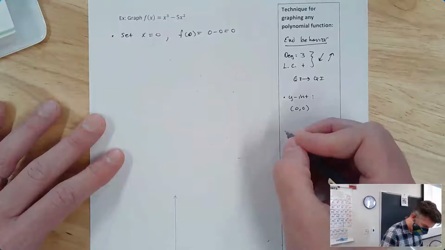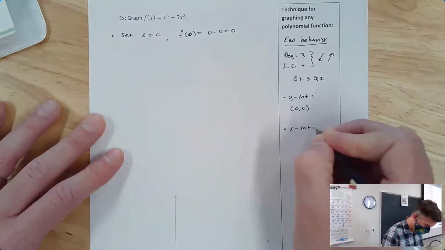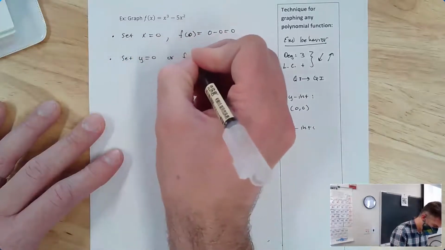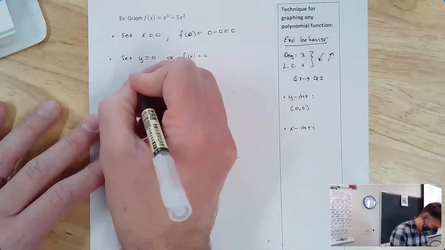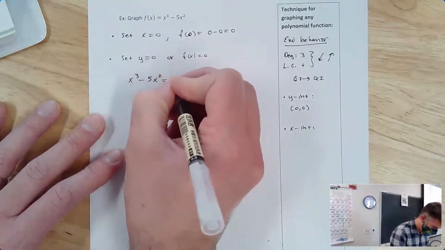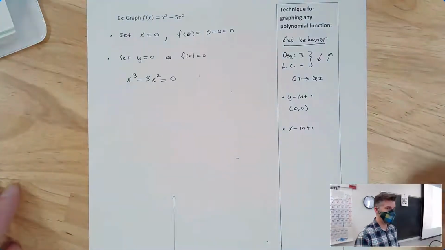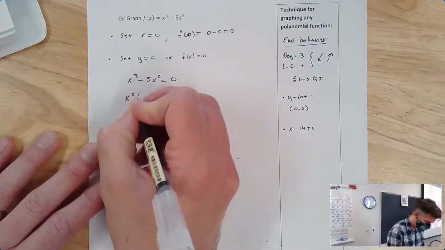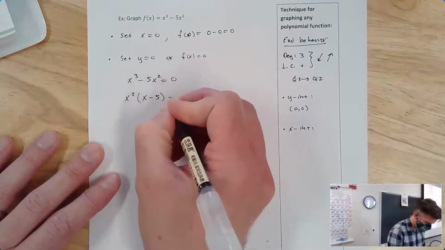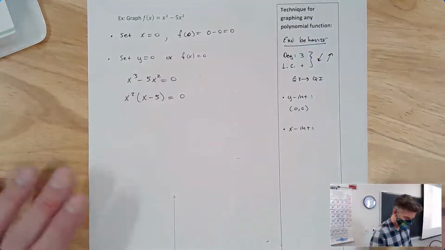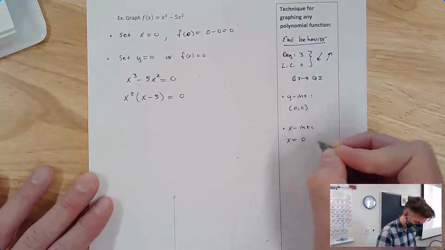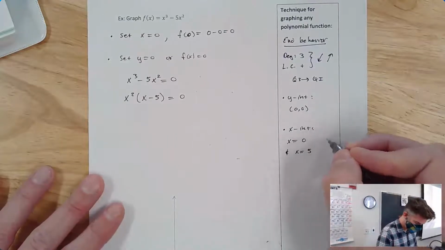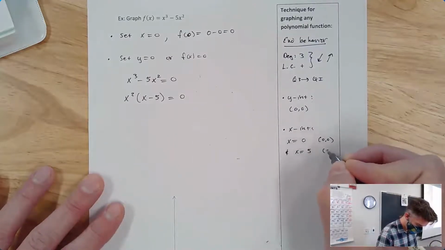Then we find the X-intercepts by setting y equal to 0, or f of x equal to 0. And this is where we would like for this to be factored, because solving something equal to 0, you almost always want to factor it. So that's what we're going to do. I can factor out from x cubed minus 5x squared an x squared. I'm left with x squared times x minus 5. So my x-intercepts are x equal to 0, x equal to 5. Or you might write those as (0, 0) and (5, 0).